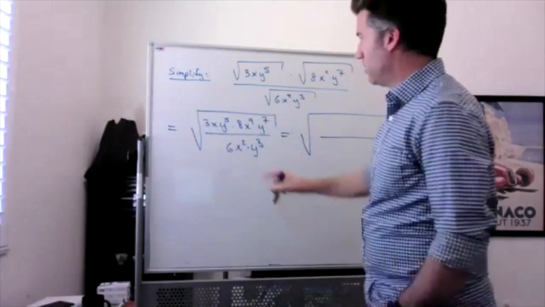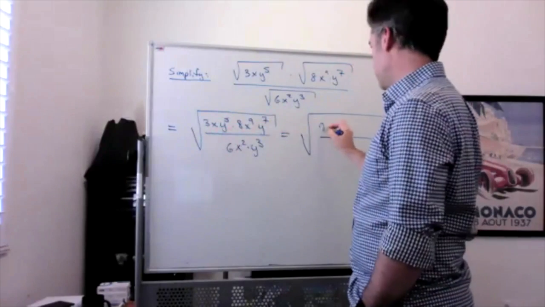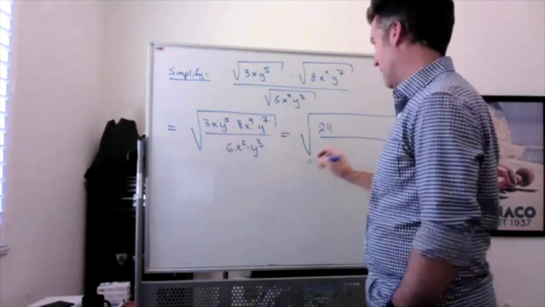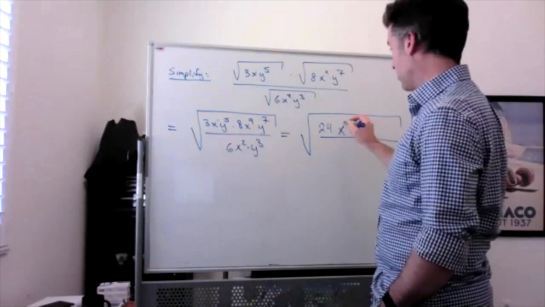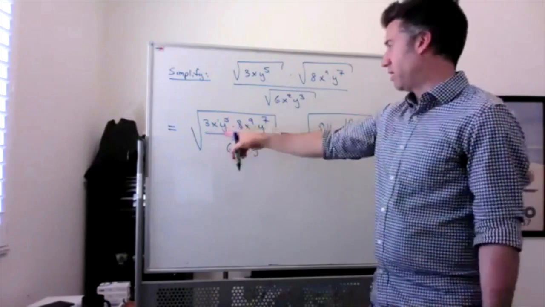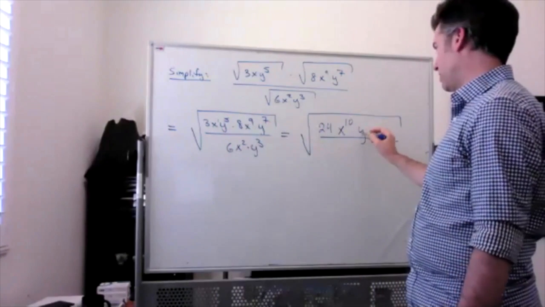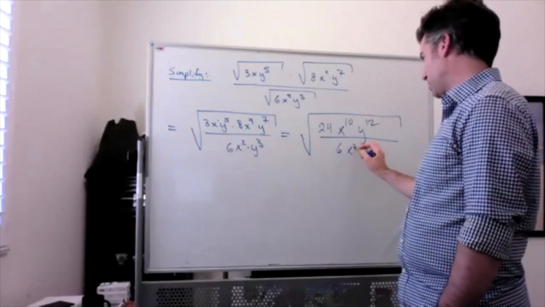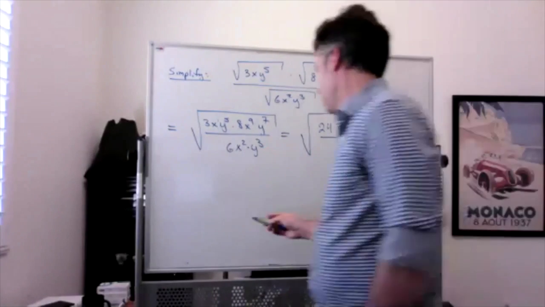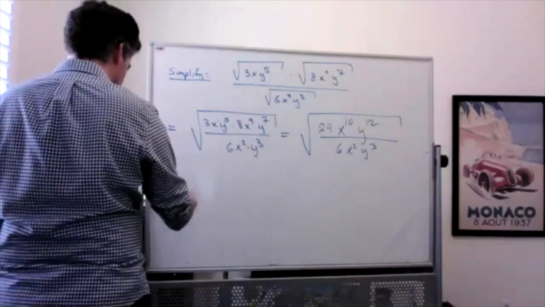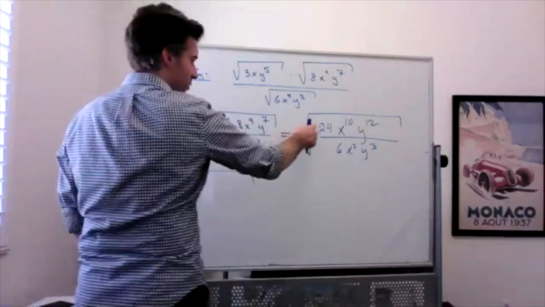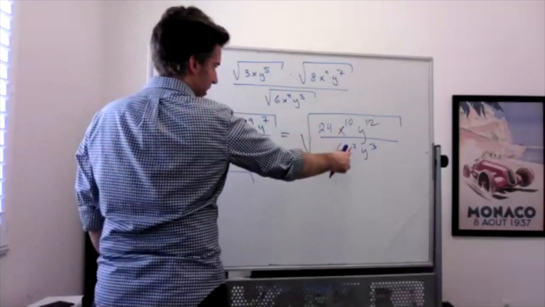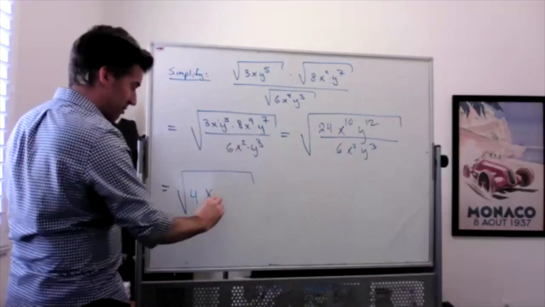So 3 times 8 is 24. x to the 1st times x to the 9th is x to the 1 plus 9, which is 10. y to the 5th times y to the 7th is y to the 12th. And then on the bottom doesn't change, 6x squared y cubed. And then we're going to divide. So 24 divided by 6 is 4. x to the 10th divided by x squared is x to the what?